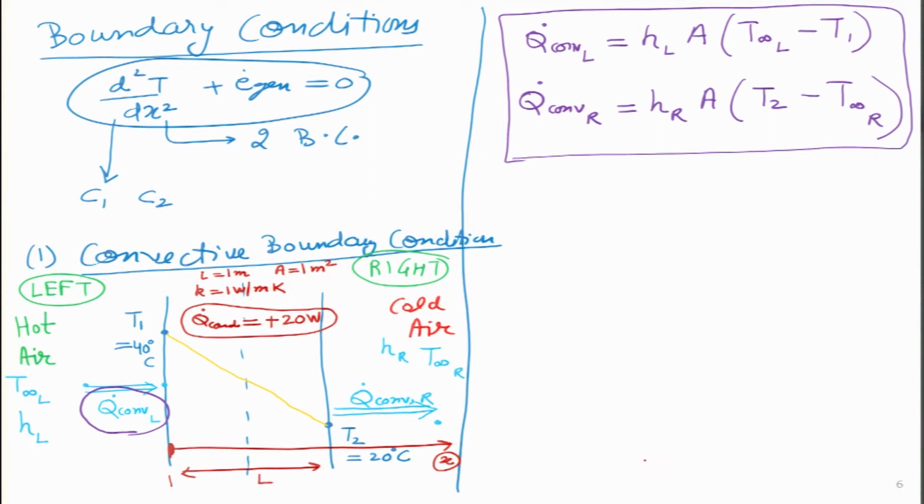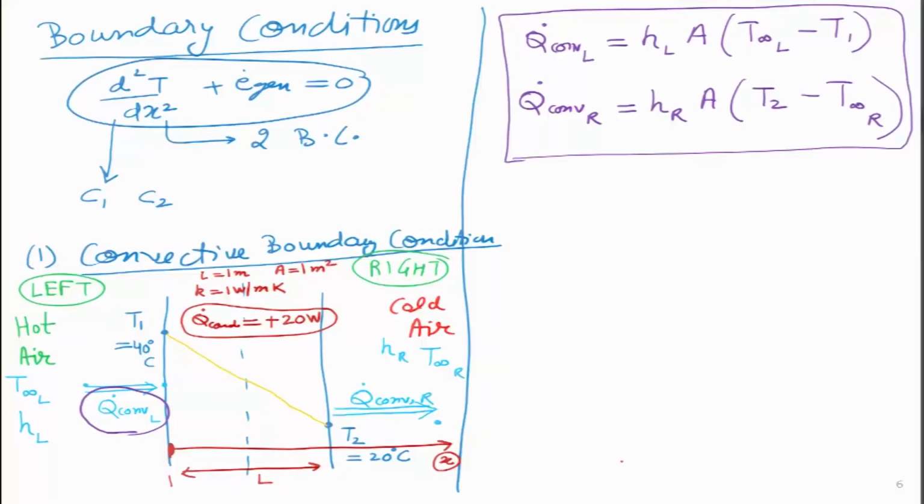Our aim, let me recall what we are trying to do, is to figure out what different types of boundary conditions we can apply, and we are looking at the first case, which is the convective boundary condition. In that one we are assuming that air is present on both sides of the wall, and we have figured out certain properties of air: T infinity L and h L on the left side, and on the right hand side T infinity R and h R.